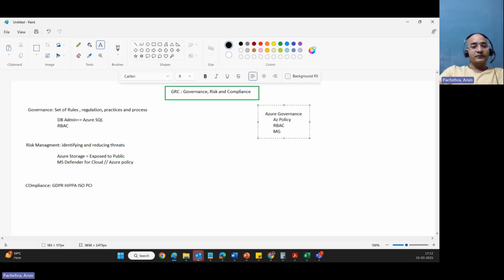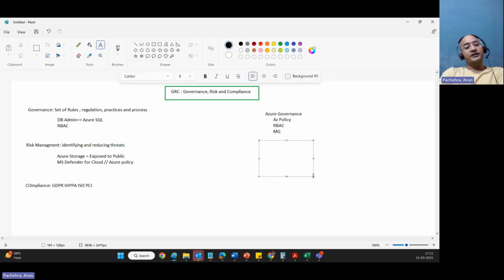So let's take an example. Let's say a financial institution using Azure must ensure that all storage accounts are encrypted. There is a simple way of doing it. Apply the policy, and they can automatically enforce encryption rules and block non-compliant storage deployments as well. So the outcome is governance reduces misconfigurations and enhances security. Very simple example. Now let's talk about risk management in Azure.